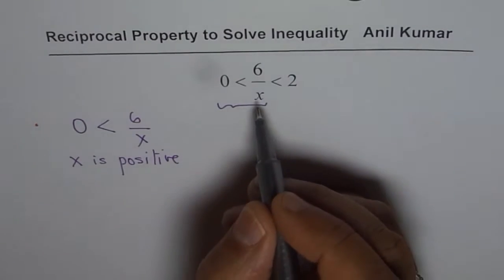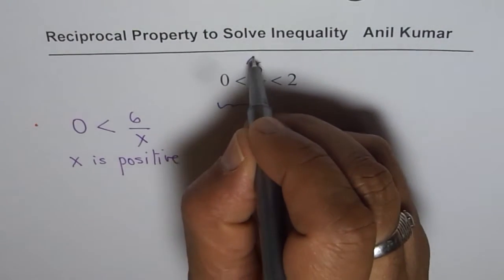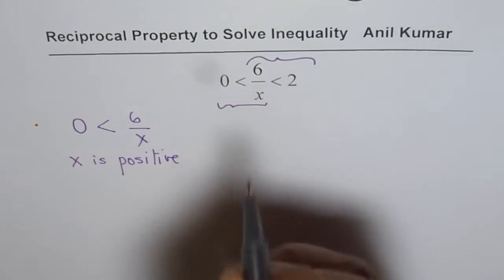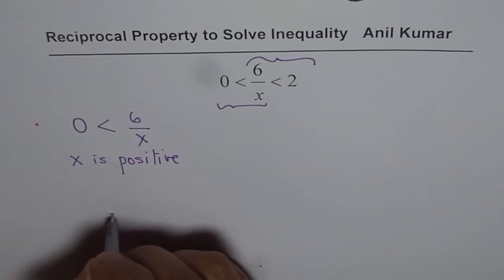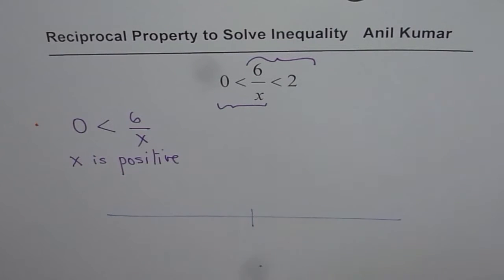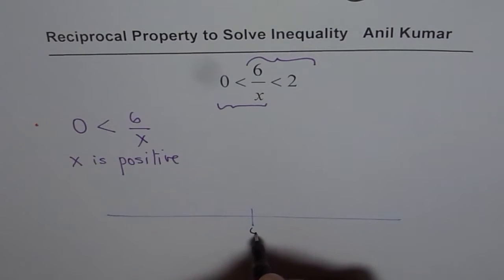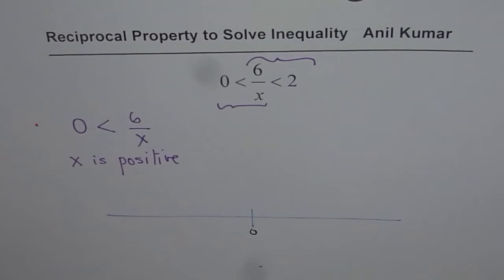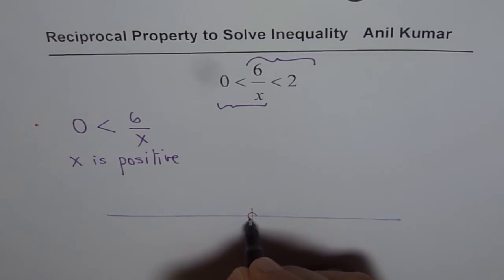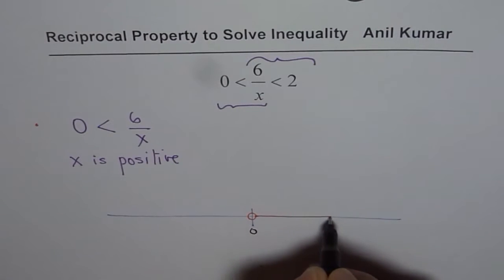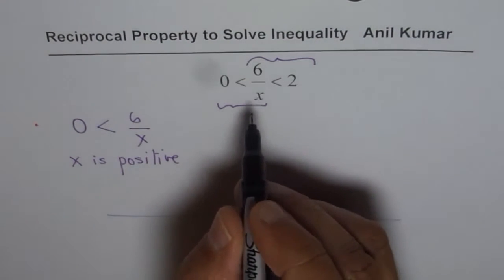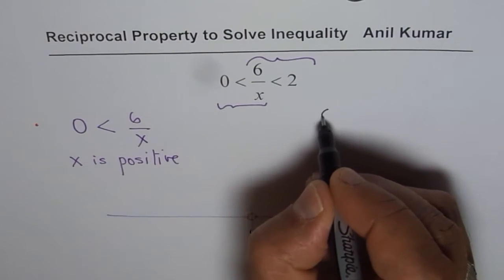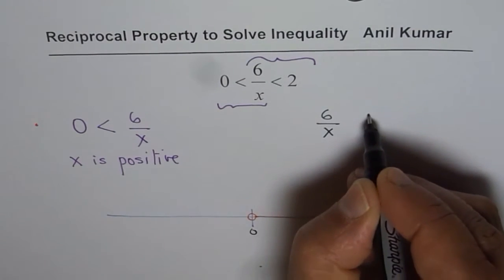Now, let us solve for this half of the inequality. From the first half, what we have understood is that on our number line, if this is 0, then the x value is anything on the right side, right? And now we will consider the other part, which is 6 over x is less than 2.